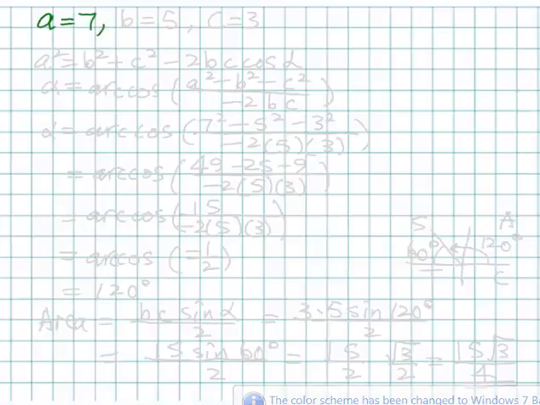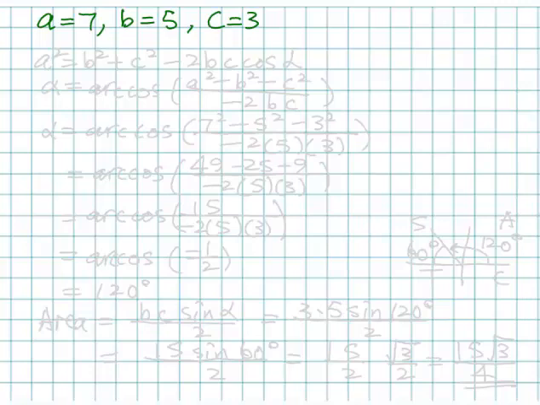A equals 7, B equals 5, and C equals 3. We are going to find the area of this triangle. We will find the angle alpha opposite to A first. We use the law of cosines.